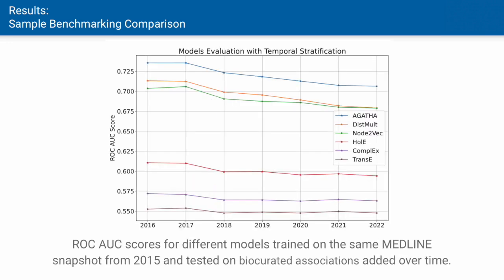Temporal stratification shows how predictive performance for all systems gradually drops over time. Here, we trained all models on the same Medline snapshot from 2015 and repeatedly evaluated them on the novel associations introduced at each subsequent year, starting from 2016.